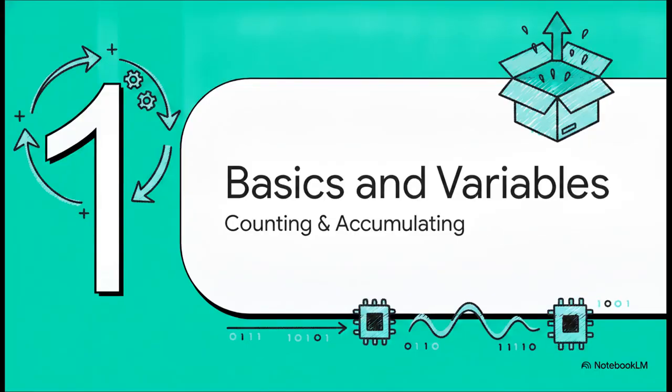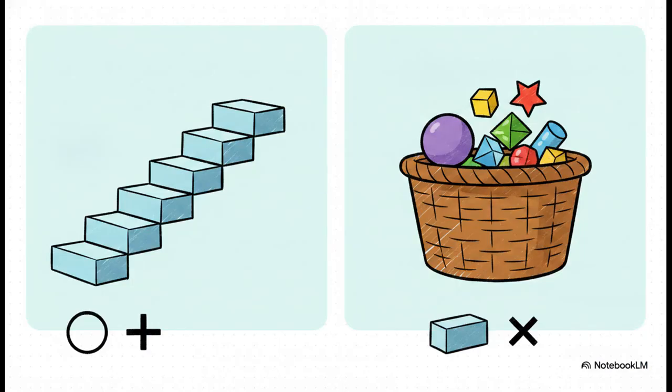All right, let's kick things off with section 1, loop basics and variables. Before we actually build a loop, we really need to understand the two main tasks happening inside them. The first is incrementing, which is essentially just counting. You do this by adding a constant, like the number 1, to a variable. In code, that usually looks something like counter equals counter plus 1. The second task is accumulating. It's super similar to counting, but instead of adding a constant, you're adding a variable to another variable to create a running total, like sum equals sum plus age.